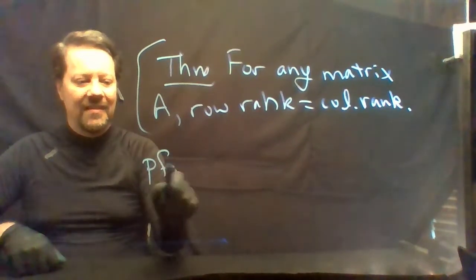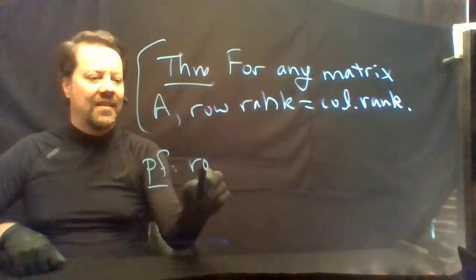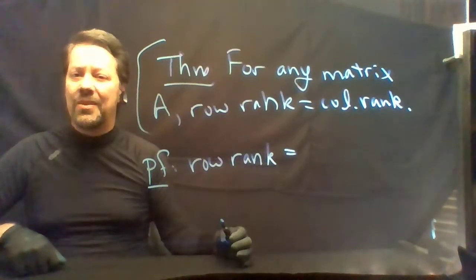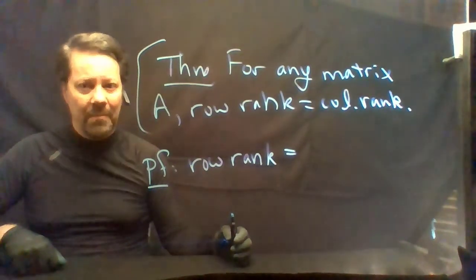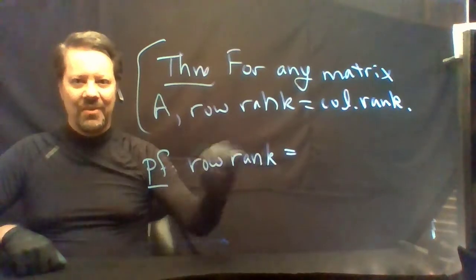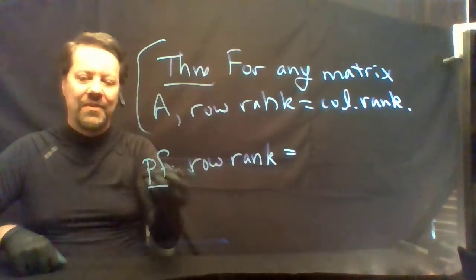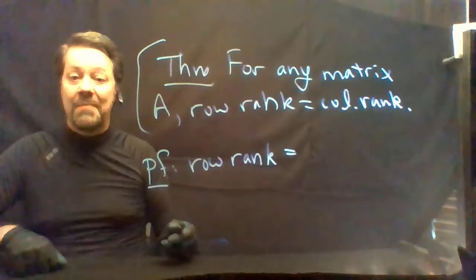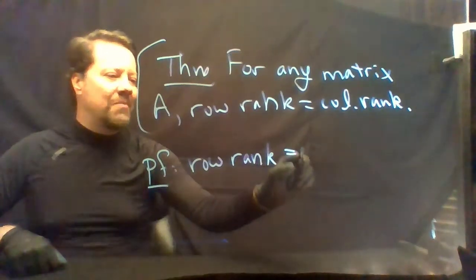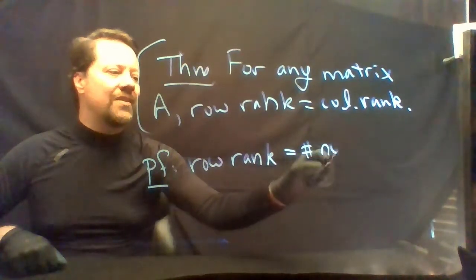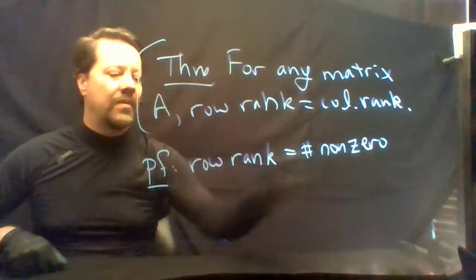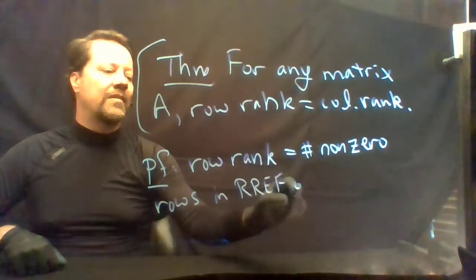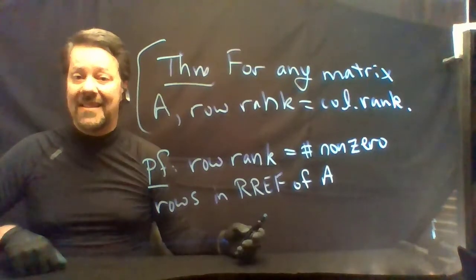In our proof, consider this. The row rank is the number of non-zero rows in the reduced row echelon form of A. When you rewrite the rows, you're taking linear combinations. If you can get a linear combination that makes a row equal all zeros, then that row must have been dependent upon the others. So it's the number of non-zero rows in the reduced row echelon form of A. That's the number of leading ones.